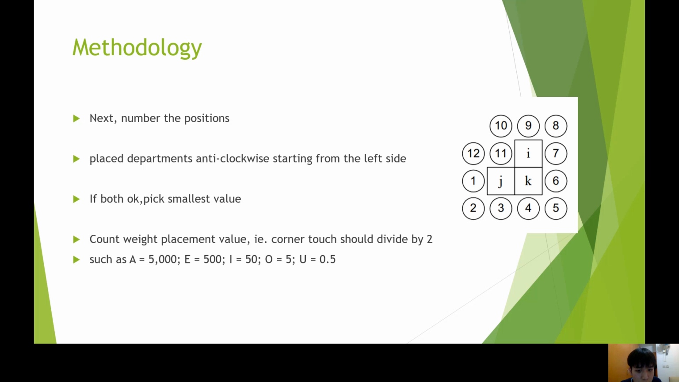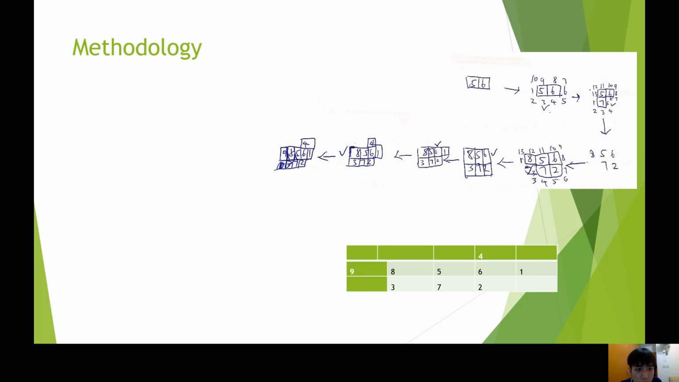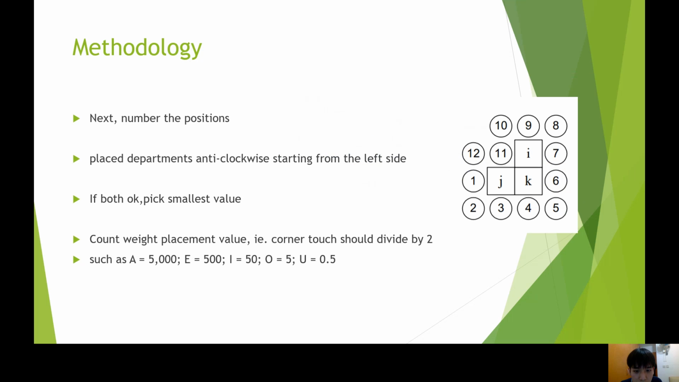In the next step, we should put the highest TCR value, which is 6, in the middle, and we should number from the left-hand side anti-clockwise all the way to the end. For example, in this case, if 1 and 3 are the optimized values, we should put the smaller value, which is 1.